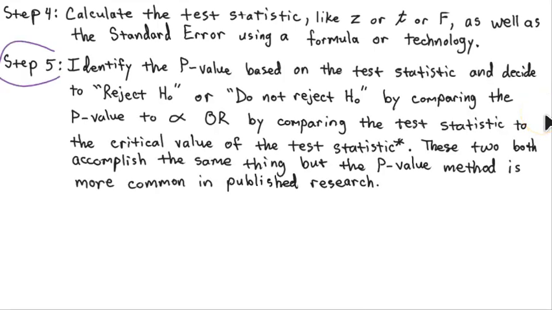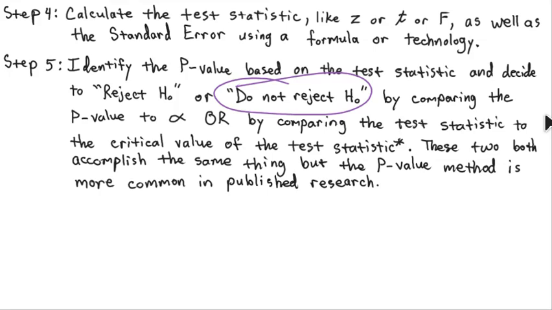Now, step 5 may not always be step 5, but it is going to be in every hypothesis test. And you may do it in one of 2 ways. In step 5, we'll typically identify the p-value that is based on the test statistic that we calculated in step 4. And then, after we identify the p-value, we will decide whether we're going to reject the null hypothesis or do not reject the null hypothesis. This is going to be in every single hypothesis test.